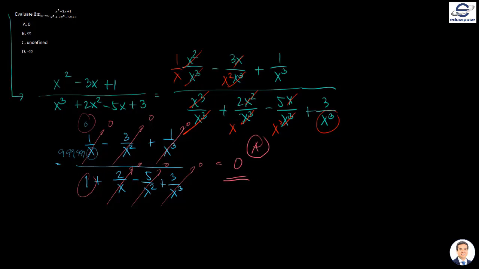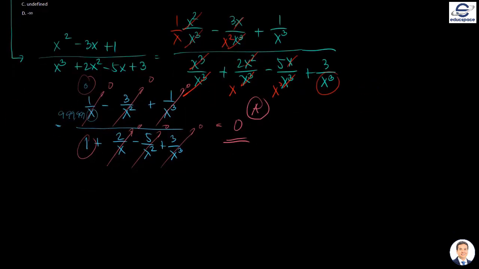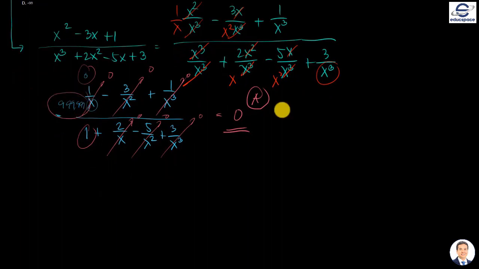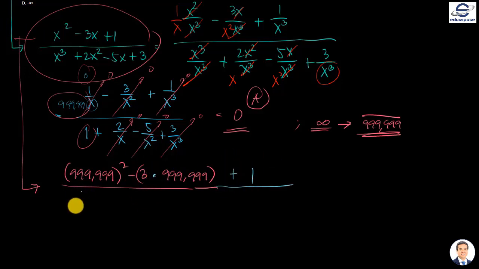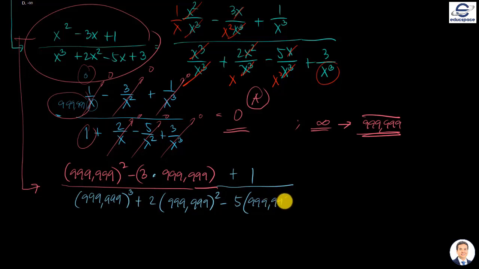And one alternative way to solve this is by using a substitution technique, wherein if we have an infinity limit, then we can assume a large number like 9999. This means from the original equation, we have 999,999 squared minus 3 multiplied by 999,999 plus 1, and then we have 999,999 cubed plus 2 multiplied by 999,999 squared minus 5 multiplied by 999,999 plus 3.